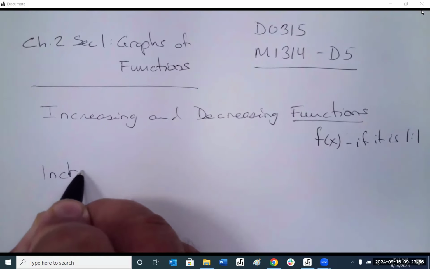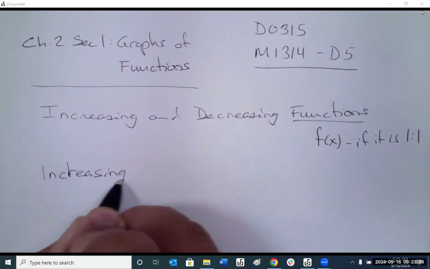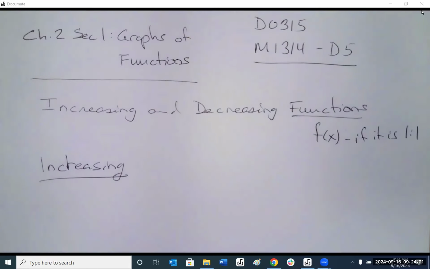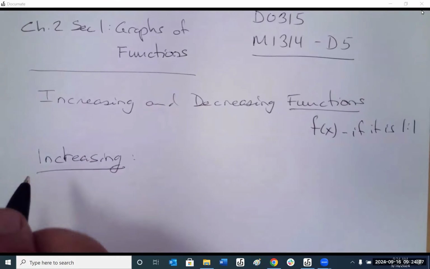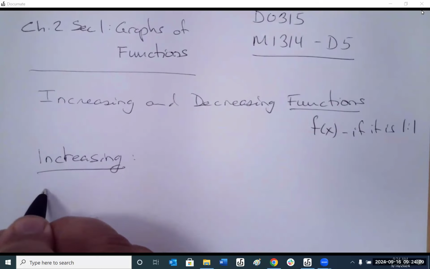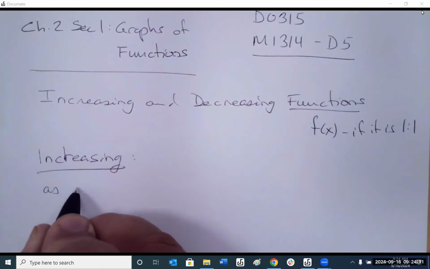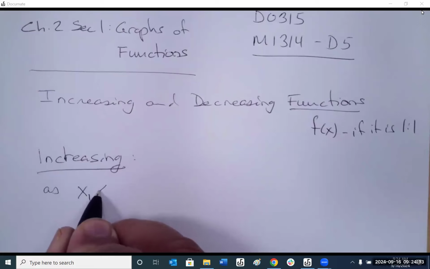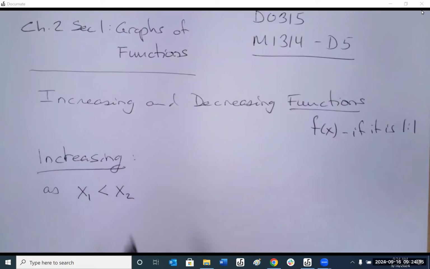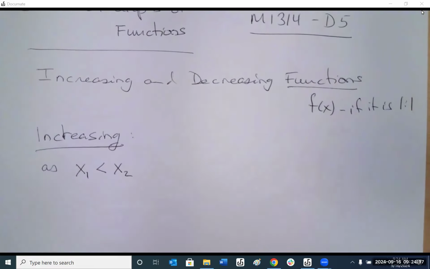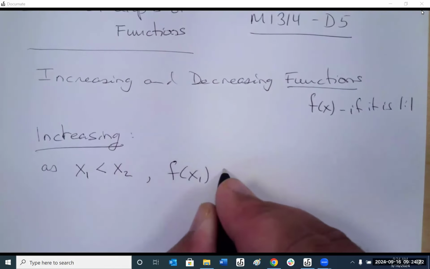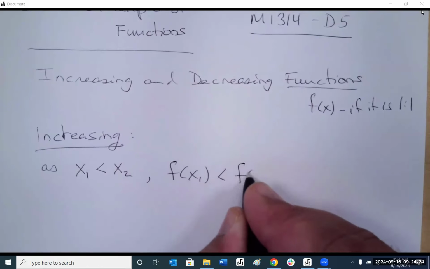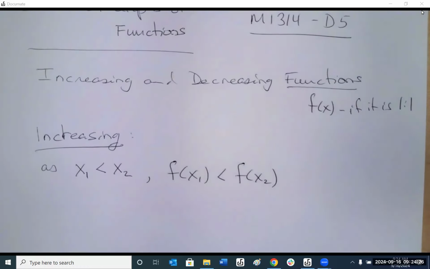Increasing. How do we know a function is increasing? Here's the definition for it. As x1 is less than x2, f of x1 is less than f of x2.